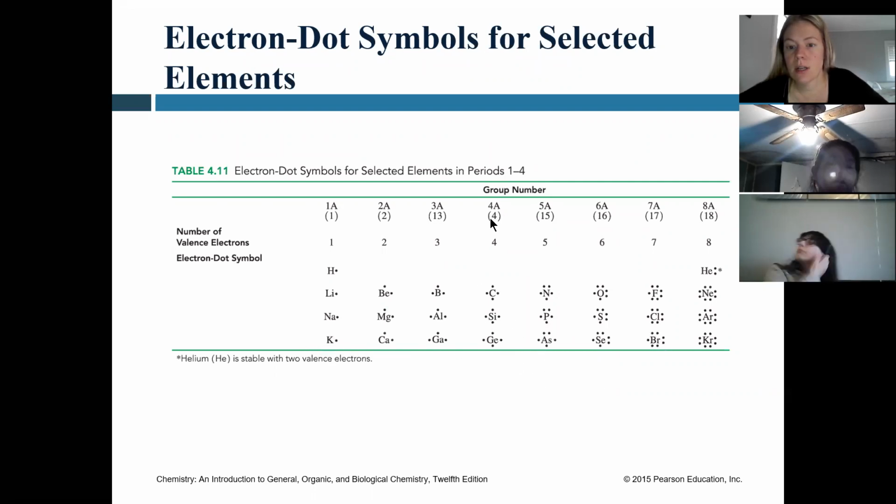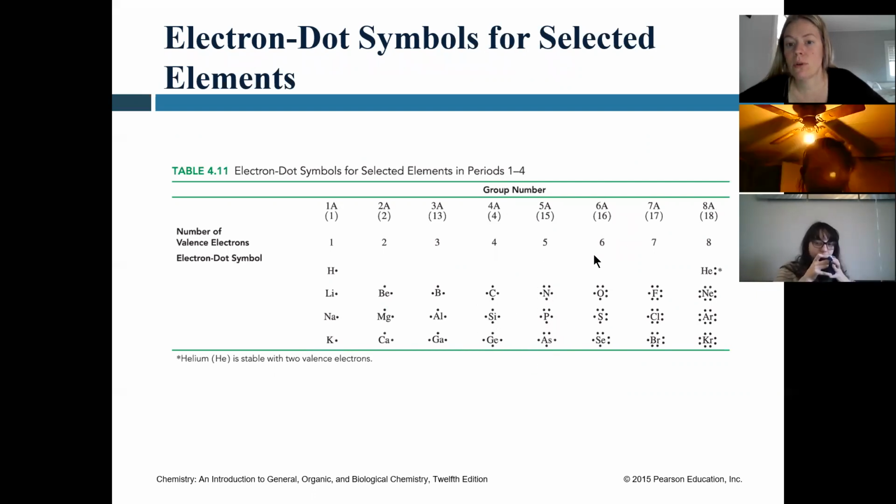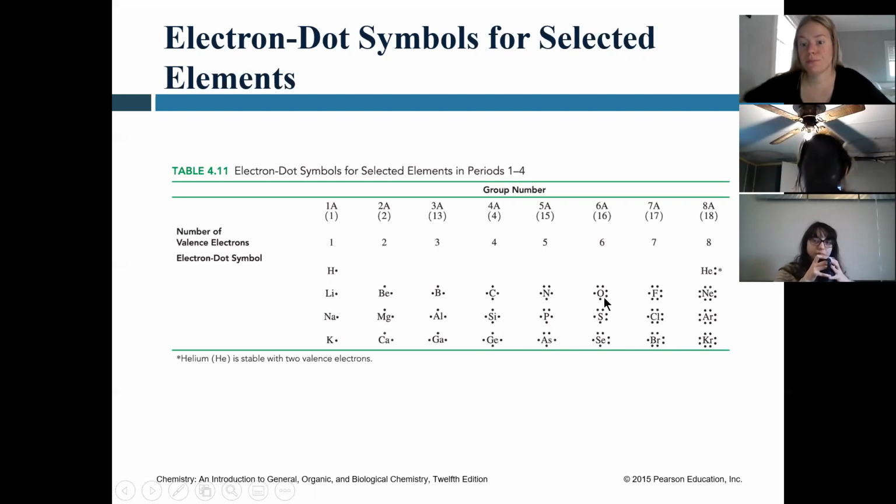Notice that they're very similar when they're in the same column, right? So if we go to group 4, there are 4 valence electrons. That means that when you draw carbon, you'll have 4 electrons. Or if you draw silicon, you'll have 4 electrons, or germanium, you'll have 4 electrons, because each group has similar properties. This is why their properties are similar.